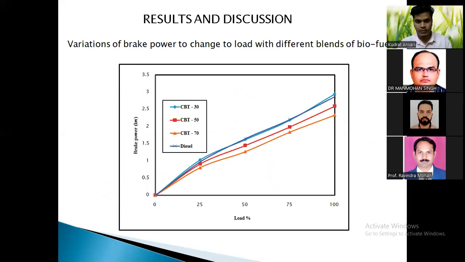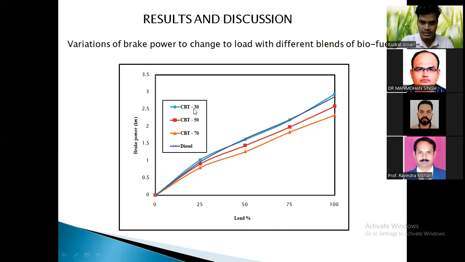First of all, we talk about corn oil biodiesel: the variation of brake power with load for different blends of biofuels. In the graph, the x-axis shows the load percentage and the y-axis shows the brake power in kilowatts, as the load increases from 0 to 100%. The orange line with triangle shapes is the 70% blend of corn oil, which has the lowest brake power.